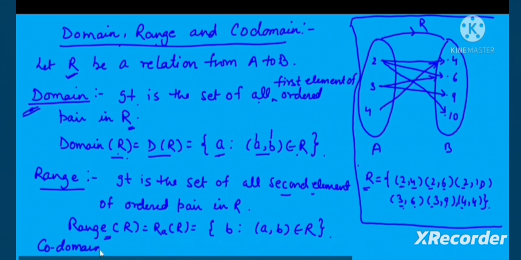Now what do we understand by the codomain? The entire set B, that is called the codomain. Alright? That means the range is a subset of the codomain set B.